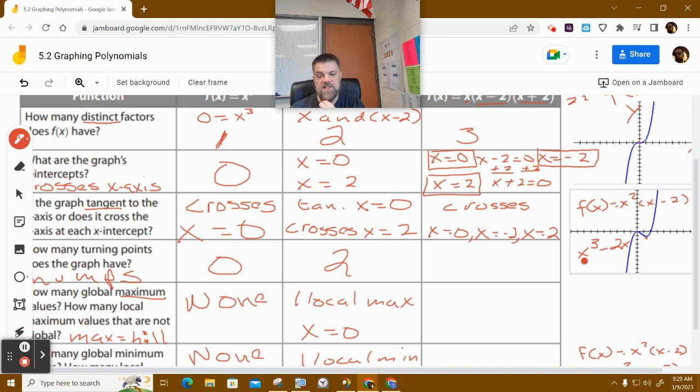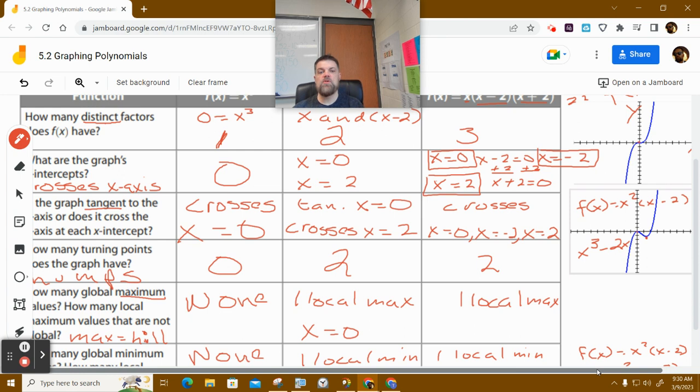How many turning points is it going to have? Well, it's always going to have one less turning point than the power. So since this is x to the third power, it should have 2 turning points. And if it has 2 turning points, it's going to have one local max, because it's a cubic. It goes in from the bottom and comes out the top, and one local min, because it's a cubic. It's going to have 2 humps. Why does it have 2 humps? Because it's x to the third power.